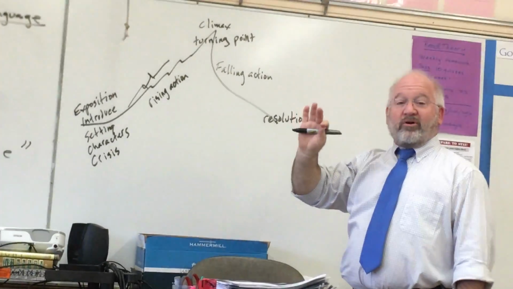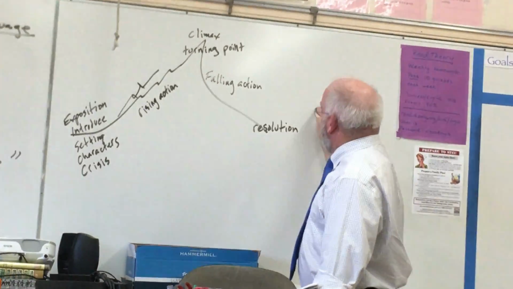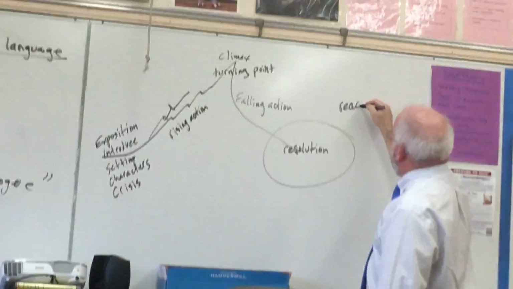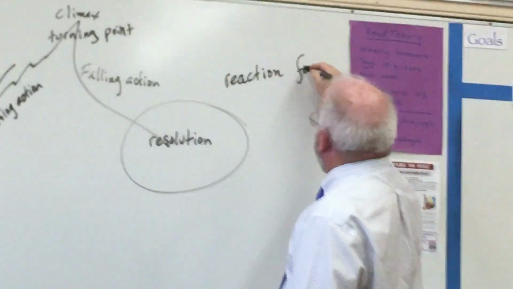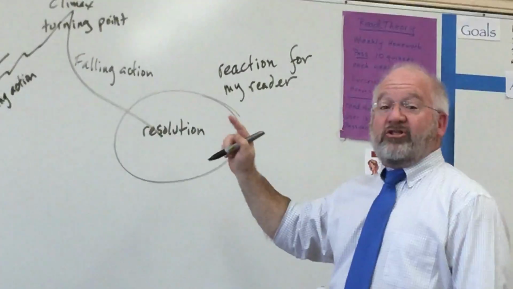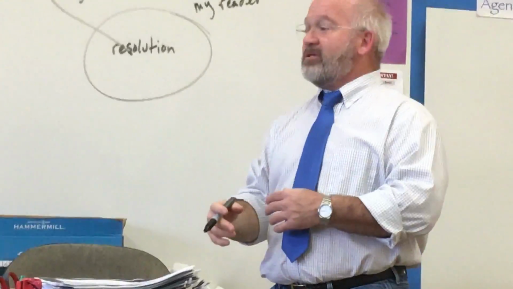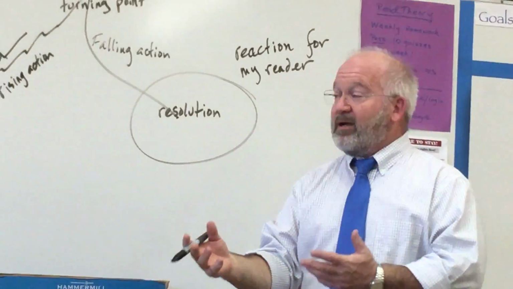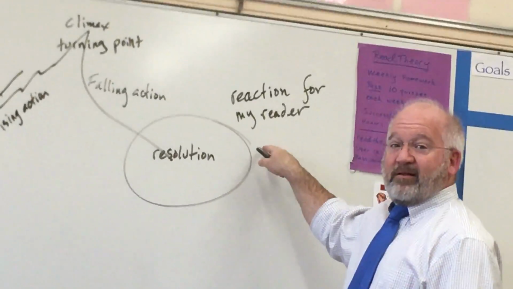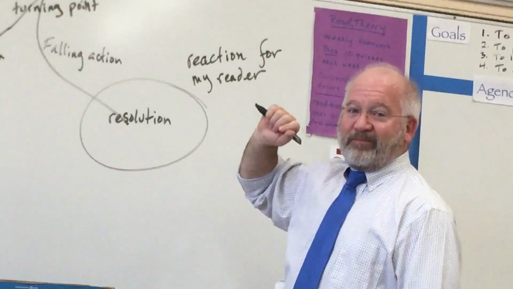And remember, what you're trying to do is get a reaction from your reader. So when you think about the resolution, what you're thinking about is, what's the reaction for my reader? Did you achieve your purpose? Did you convince the person, entertain the person, clarify something? Whatever you're trying to accomplish in the story, by the end, you should have done it. And if you haven't, you've got to rework it. Okay?